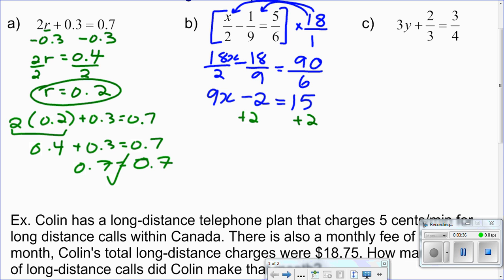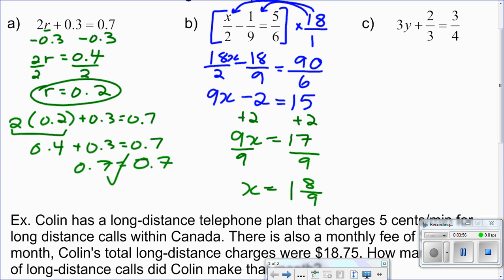Add 2 to both sides, and we get 9x equals 17. Divide both sides by 9, and x equals 1 and 8/9, or 17 over 9, but we've simplified it. We ran out of room to check, so I'll leave you off the hook on this one, I guess.